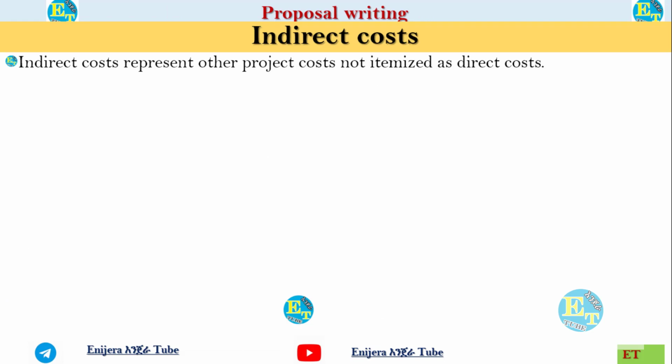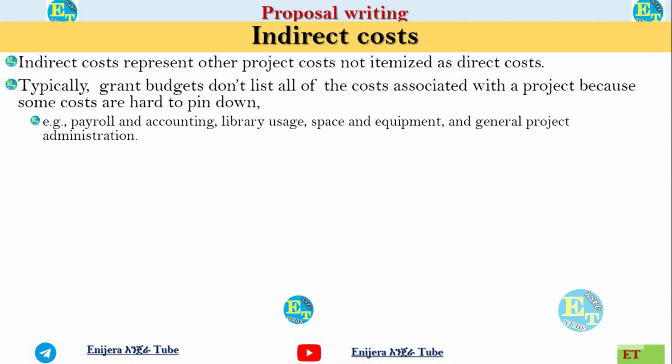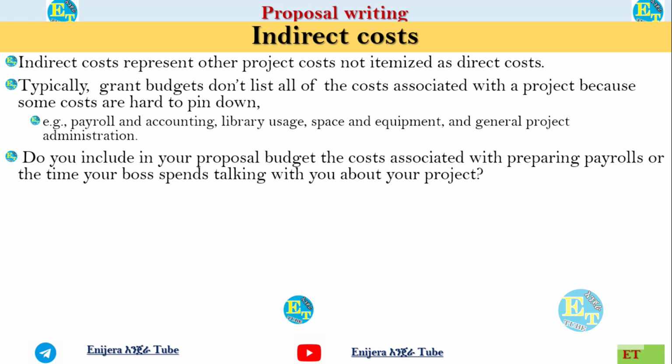The other is indirect cost. Indirect cost represents other project costs not itemized as direct cost. A typical grant budget doesn't list all of the costs associated with a project because some costs are hard to pin down. Examples: payroll and accounting, library usage, space and equipment, and general project administration. Do you include in your proposal budget the cost of preparing payroll or the time your boss spends talking with you about your project?